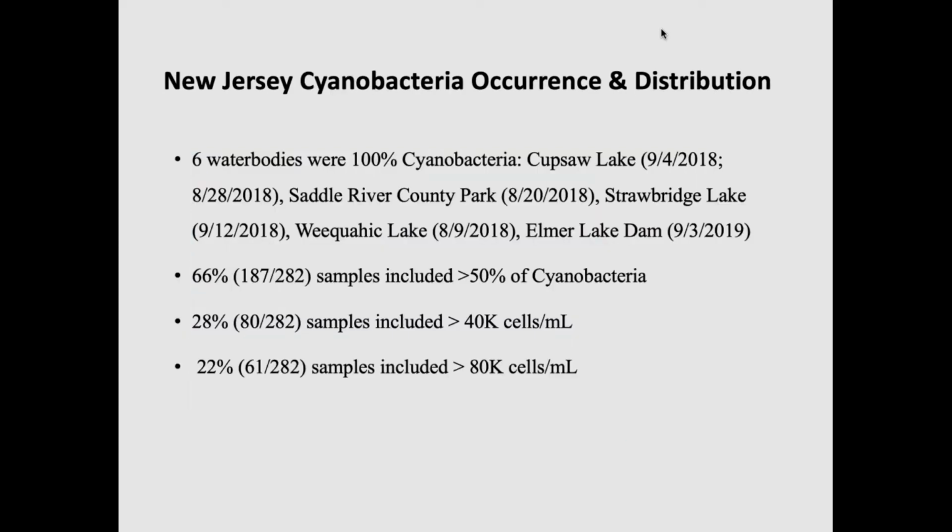Sadly, we also found waters with 100% cyanobacteria on multiple occasions, such as those listed here with the dates that the samples were collected. About 66% of samples were found to be dominated by cyanobacteria, which was determined by greater than 50% cyanobacteria in the water. 28% of samples included greater than 40,000 cells per mL of cyanobacteria, and 22% with greater than 80,000 cells per mL.